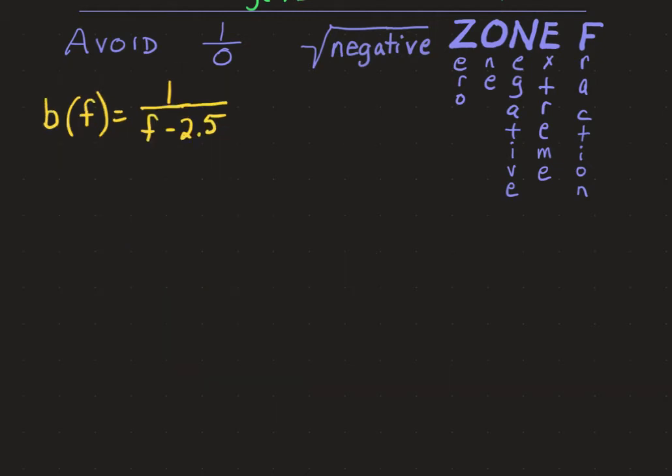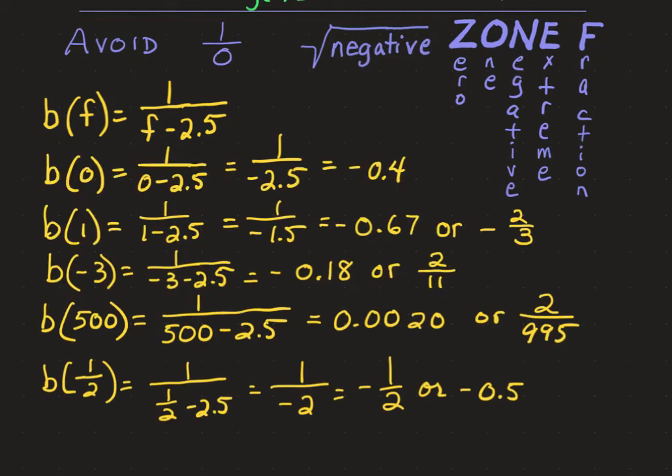Okay, so let's look at the function b of f, defining that as 1 over f minus 2.5. Pause the video and run through your zone F numbers. I also suggest you pause the video here and think about how I came up with my answers. As you notice, this is a little bit of a strange function because it has a decimal in a fraction. So I gave you two types of answers for each of these, either decimal or fractions.